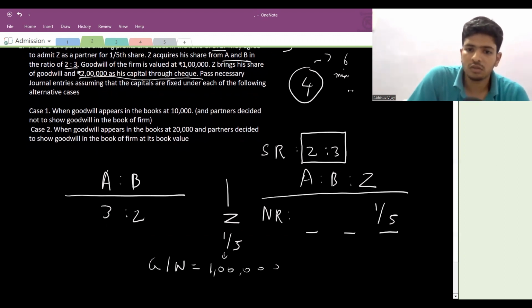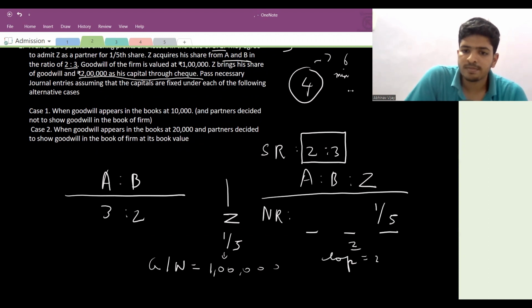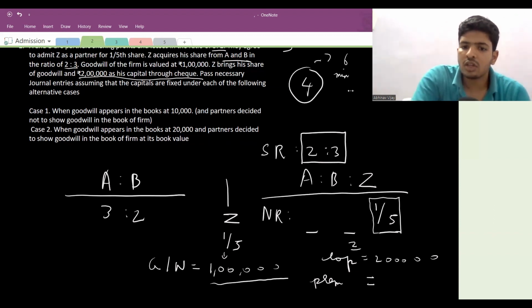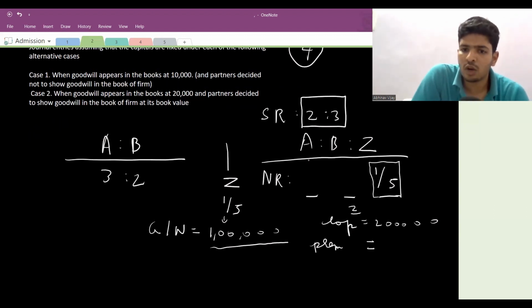Now, capital brought in by Z is 2 lakh and his premium for goodwill is how much? They're telling me he brings in premium by check. But how much is the premium? It's simple, right? We have done this a lot of times. 1 by 5th is his share. So goodwill is 1 lakh, so his premium will be 1 by 5th of 1 lakh. That's 20,000.